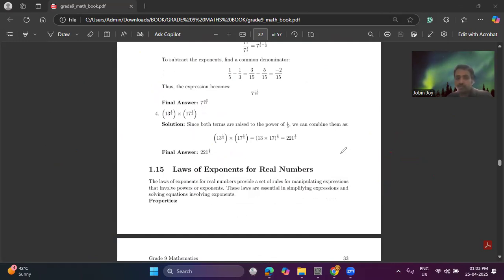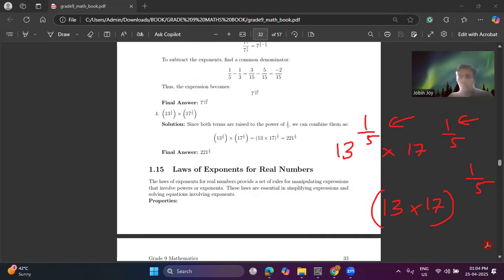Okay, so next question is 13 raised to 1 by 5 into 17 raised to 1 by 5. Here both the powers are the same. So you can write 13 into 17, the whole raised to 1 by 5. 13 into 17 is 221. So 221, the whole raised to 1 by 5.